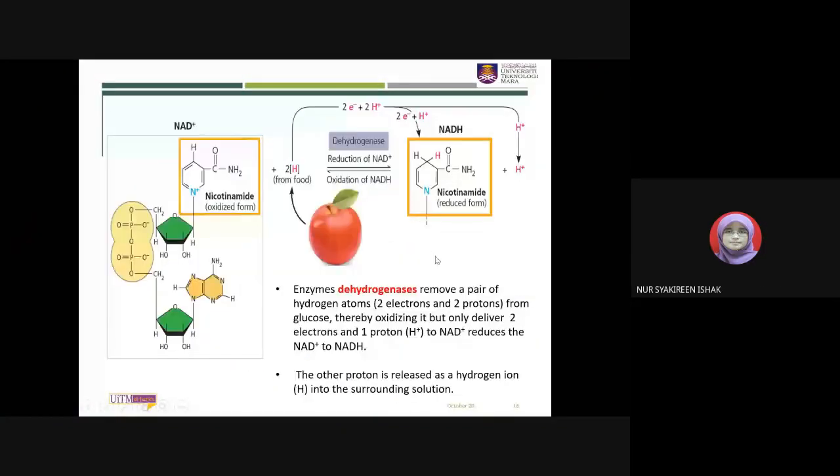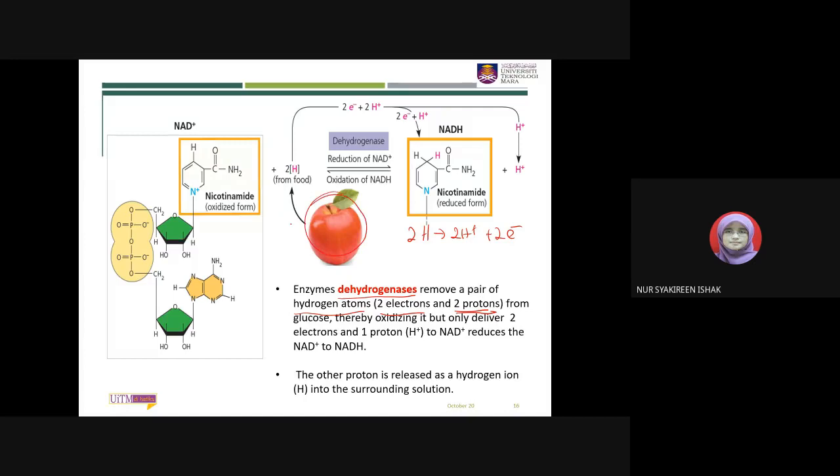So kita sambung balik semula pada slide yang ni. The enzyme dehydrogenase. As I've mentioned, what is the function of enzyme dehydrogenase? It removes a pair of hydrogen atoms. The 2 hydrogen atoms will become 2 hydrogen ions, or 2 protons, and 2 electrons from the glucose.